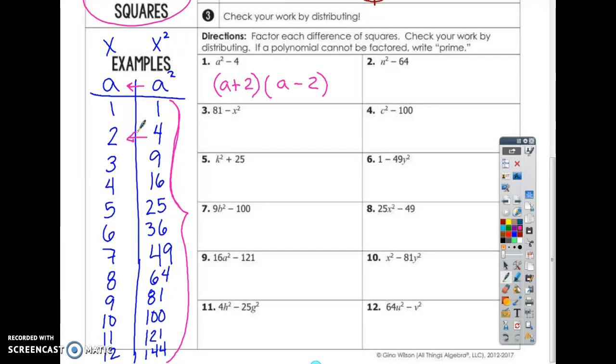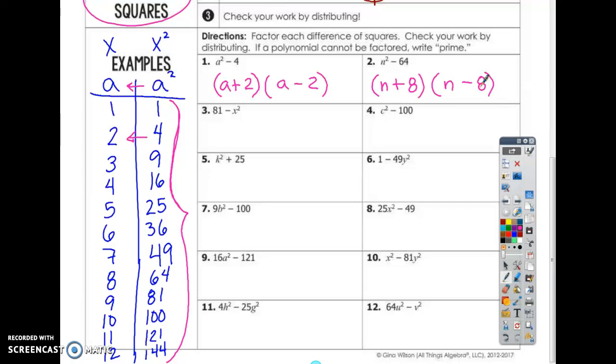Okay? Let's do another one, number 2. There's a minus, so I can do the difference of 2 squares. This is a square and this is a square. So I'm going to do plus and minus. What's the square root of n squared? N and n. What's the square root of 64? It's 8. So 8 and 8. Done.